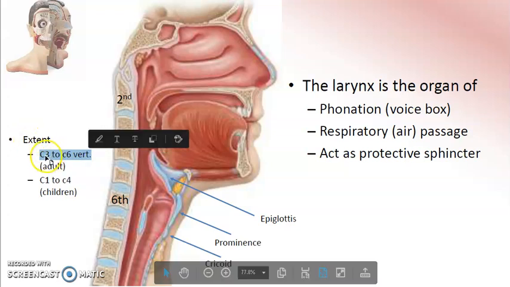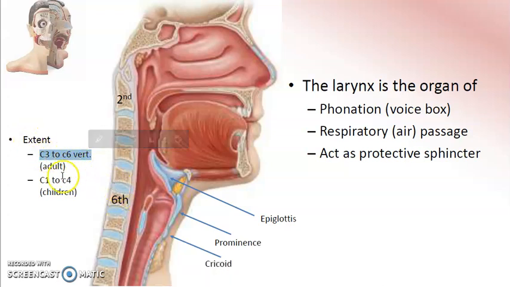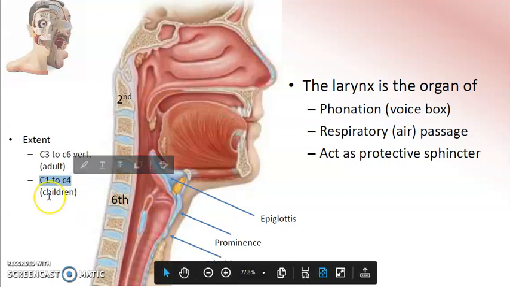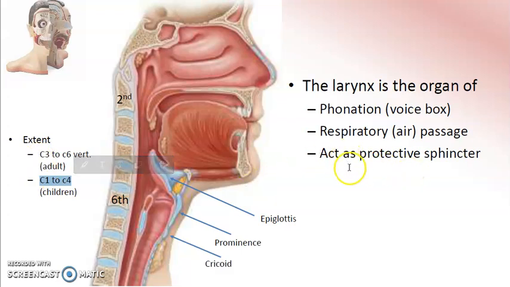So the extent of the larynx is C3 to C6 vertebra in adults, while in a child the neck is really short. So the larynx will be as high as C1 to C4 vertebra, okay. First cervical to fourth cervical vertebra in children, while in adults it is third to sixth cervical vertebra.